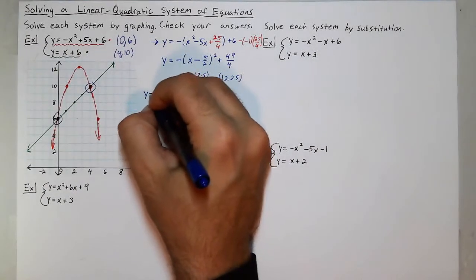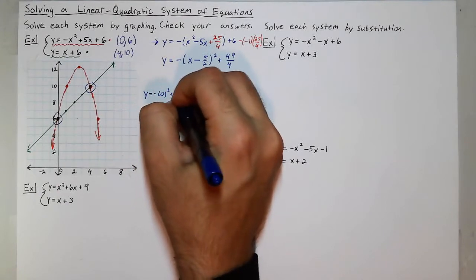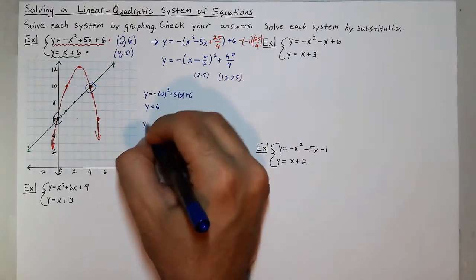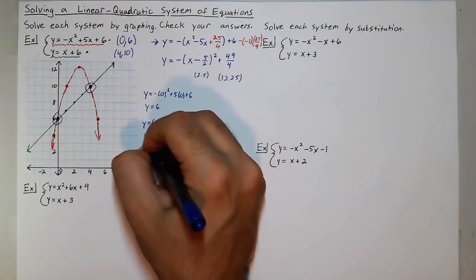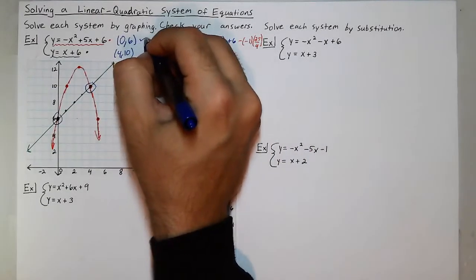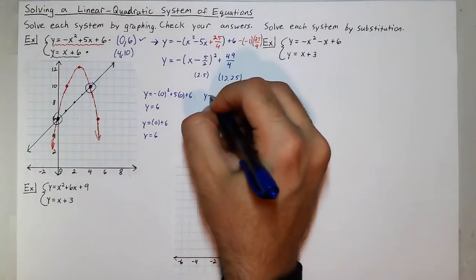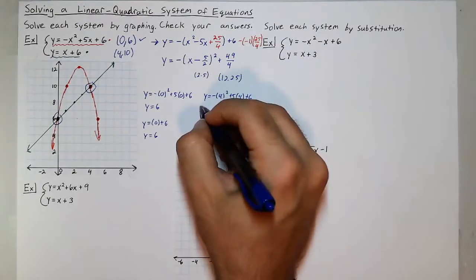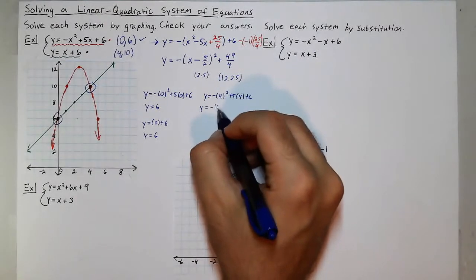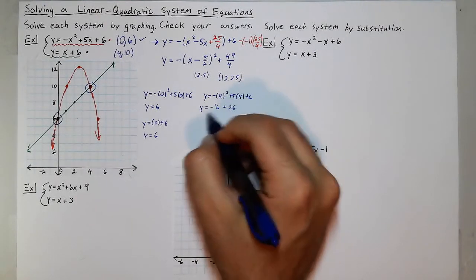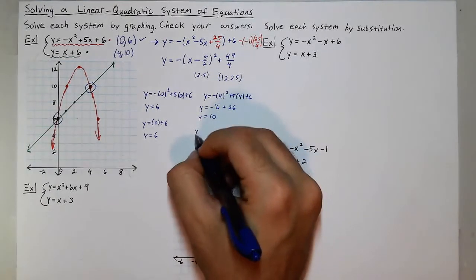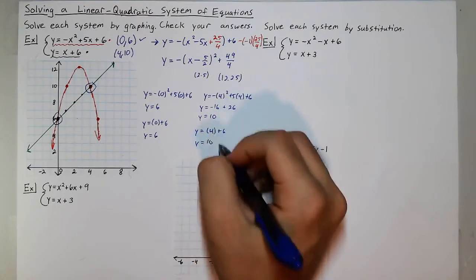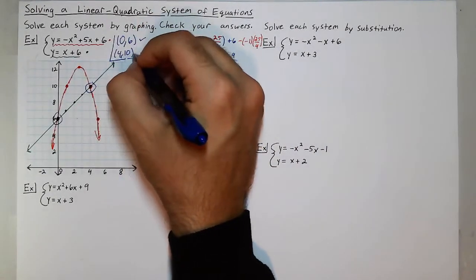So y is equal to negative 0 squared plus 5 times 0 plus 6. Y is equal to 6. And the other one, we get y is equal to 0 plus 6. Y is equal to 6. So that one works for sure. Now let's try it with 4. So y is equal to negative of 4 squared plus 5 times 4 plus 6. That gives me negative 16 plus 26, which gives me 10. And then I get y is equal to 4 plus 6, which also gives me 10. So this also works. So those are my two solutions.